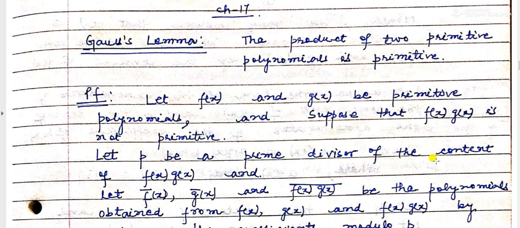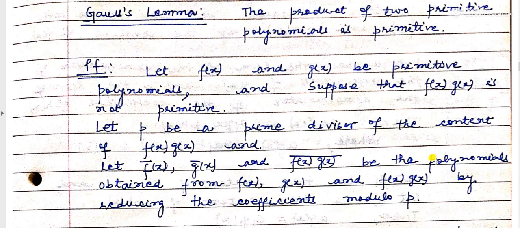Now what we do, we reduce the coefficients of polynomials modulo p. For example, we are given f(x). We take the coefficients and reduce the coefficients of f(x) modulo p. So we get the coefficients from Z_p. Ultimately that f bar(x) will be in Z_p[x]. So let f bar(x), g bar(x) and the bar of f(x)g(x) be the polynomials obtained from f(x), g(x) and f(x)g(x) by reducing the coefficients modulo p.